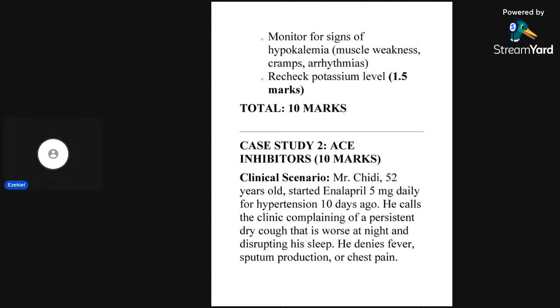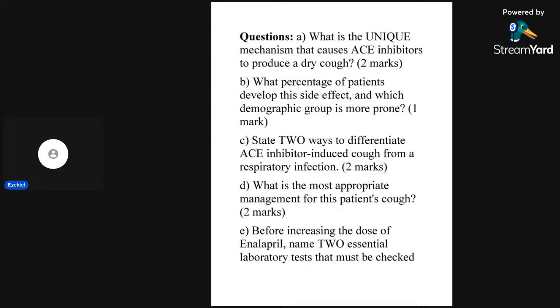So Mr. Chidi, 52 years old, started enalapril 5 mg daily for hypertension 10 days ago. He calls the clinic complaining of a persistent dry cough that is worse at night and disrupting his sleep. He does not have fever, sputum production or chest pain. So this patient does not have any of the signs and symptoms that would lead to interpreting that he has an infection or any upper respiratory tract disease. Now let's see the questions.